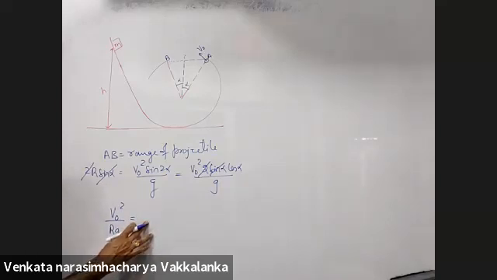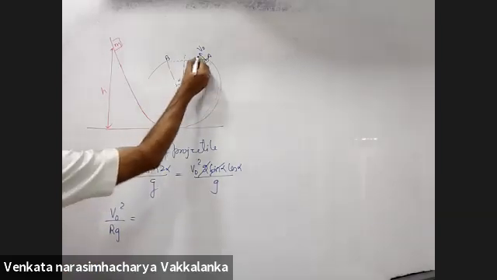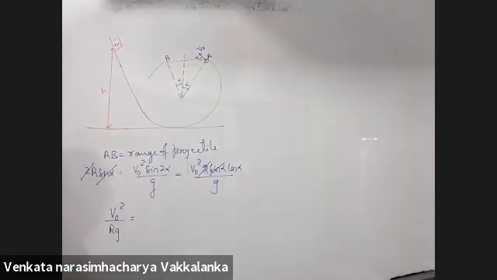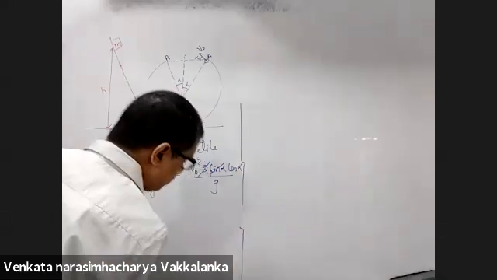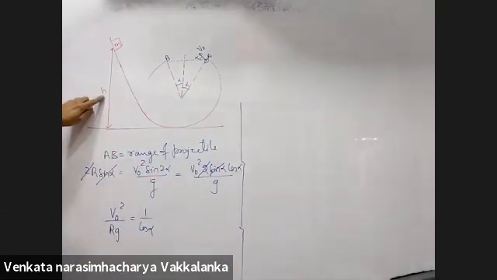Who told you that? Who told you V naught square is cos alpha? V naught square by gR is 1 by cos alpha. Right? Now conserve the total mechanical energy. Keep this equation as it is and conserve the total. You want to incorporate this h. That's the key catch.